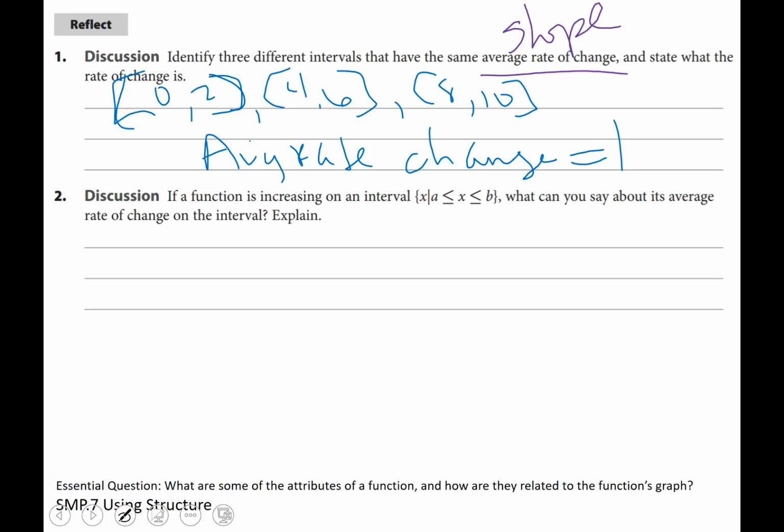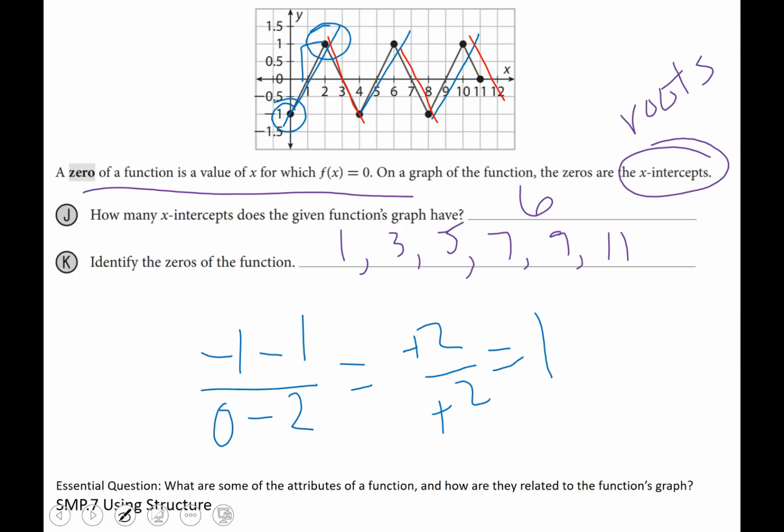So our second discussion problem is, if a function is increasing on an interval, what can you say about its average rate of change on that interval? So if I think about where it's increasing, I'm going to erase on my graph again. All right, so if it's increasing in general, what kind of slope does it have? It looks like it has a positive slope. So if it's increasing, the average rate of change has a positive slope. If it were decreasing, it would be a negative slope. So that's probably what I would say.